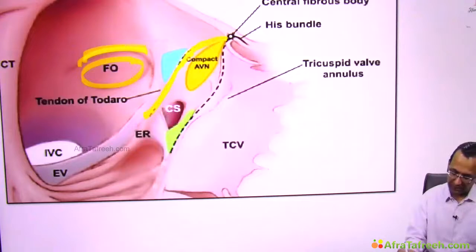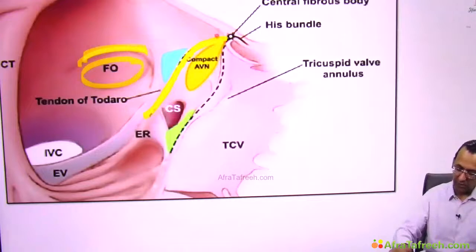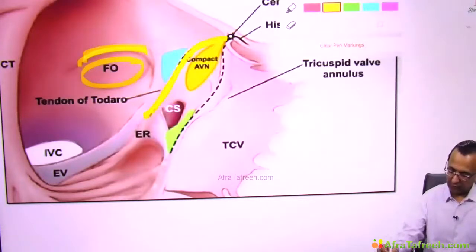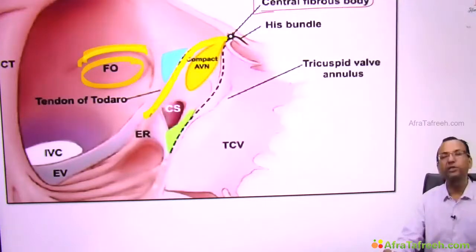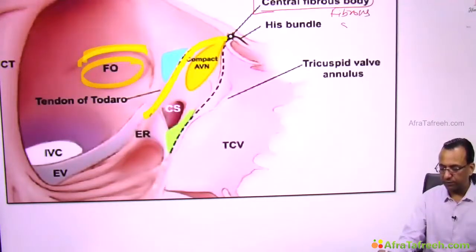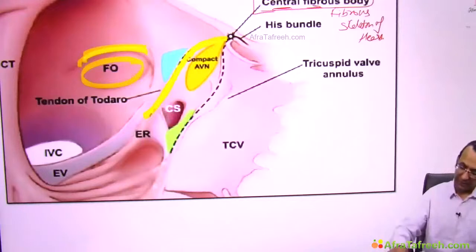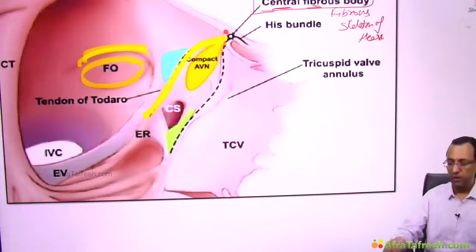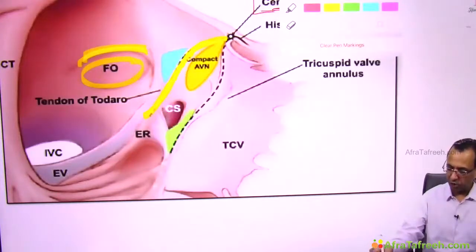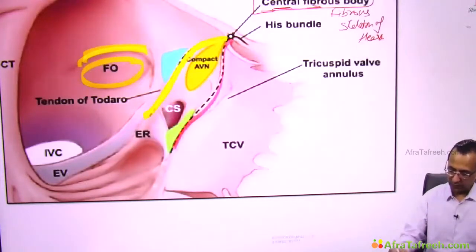Now the thing is, the tendon of Todaro is connected to this central fibrous body. What is the central fibrous body? You know, there is a fibrous skeleton of the heart. It is one of the components of the fibrous skeleton of the heart. So, in the fibrous skeleton of the heart, you have the central fibrous body. Yes, that is where the tendon of Todaro attaches, and that is also where the septal cusp of the tricuspid valve attaches. So that is the septal cusp of the tricuspid valve.